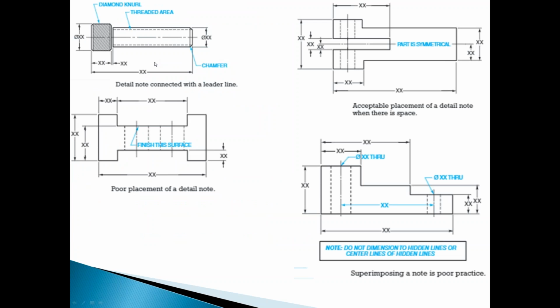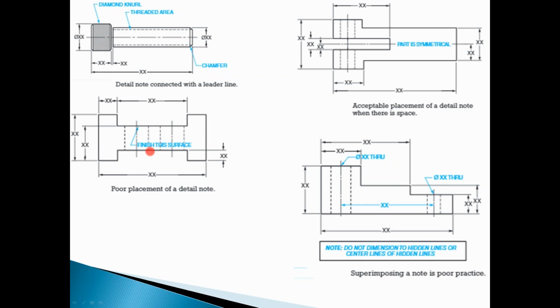When you have a drawing, you want to make sure you call out the detail notes, connected with a leader line. So for example, you want to call out this note's chamfer, and if you have a threaded area, you're going to call it out as a threaded area. You have to let the manufacturer know what kind of shape this is, and you're going to call it out as a diamond roll.